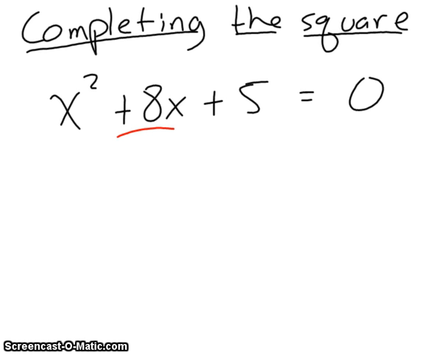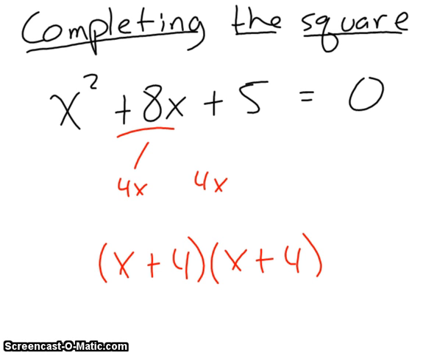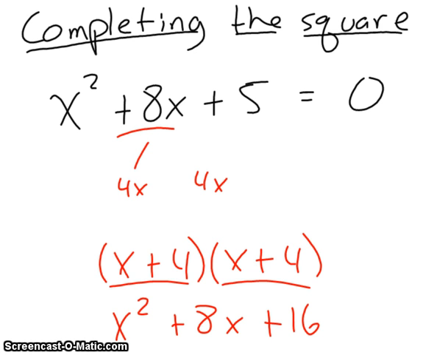If I look at 8, I can split up 8 to be 4x and 4x. And I could get that by taking x plus 4 and x plus 4. That would give me x squared. It would give me my 4x and my 4x to be 8x. And then 4 times 4 would be 16. So if I could turn that 5 into a 16, I could have two binomials that are exactly the same.